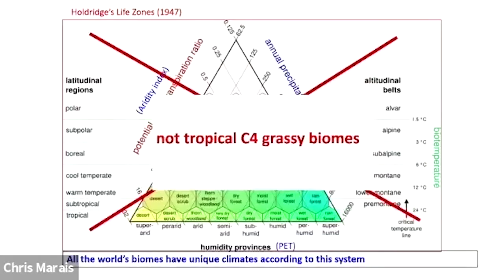So old Holdridge got it wrong. There is no unique climate box for Africa's tropical C4 grassy biomes. Those little boxes are occupied by two utterly different biomes, a forest one and a C4 grassy one.